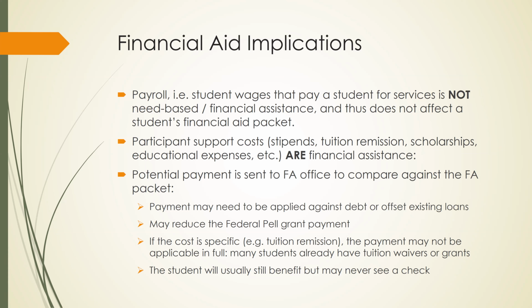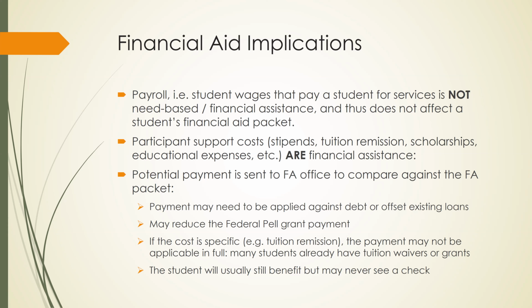So a potential payment that's paid as participant support costs is sent to the financial aid office first, and they compare it against the financial aid packet of that student. So depending on what the situation of this student is, this payment may need to be applied against debt or to offset existing loans that that student has. It may reduce the federal Pell Grant payment that that student receives.